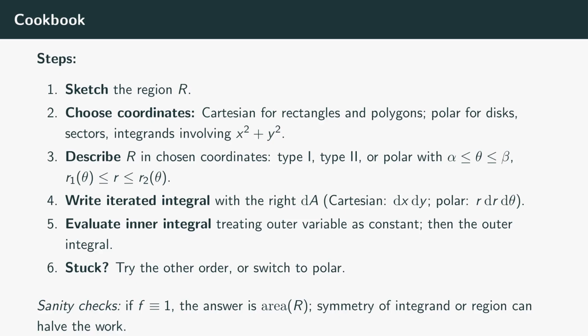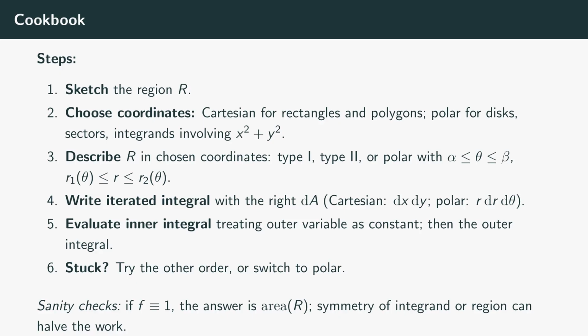Describe the region in your chosen coordinates, as a type 1, vertical strips, type 2, horizontal strips, or polar region. Step 4. Write the iterated integral with the right area element, dx dy in Cartesian, r dr dθ in polar. Don't forget the r in polar, it's the single most common mistake at this stage.